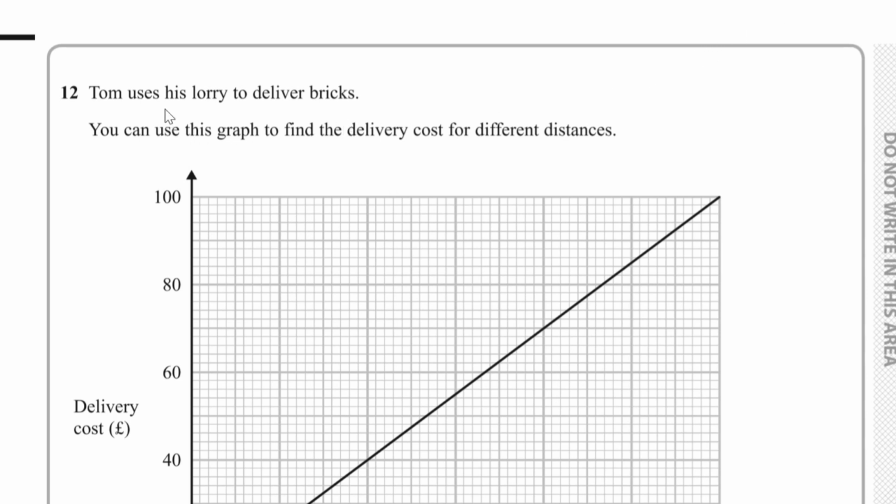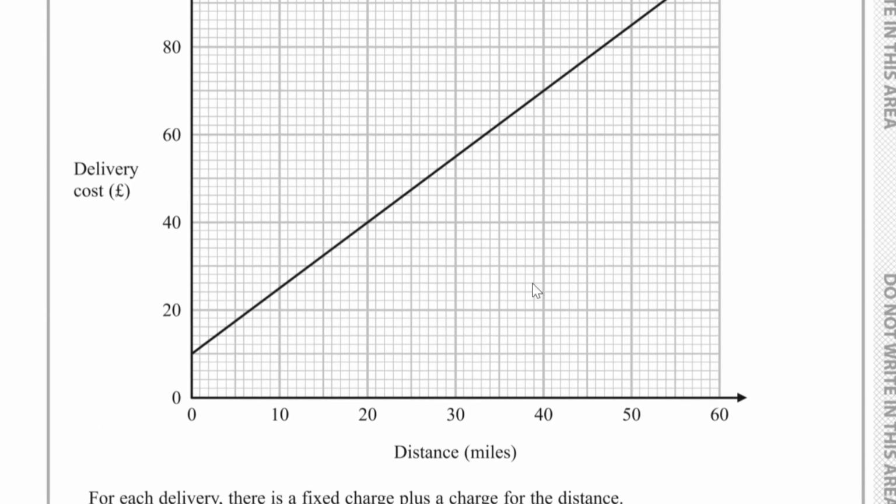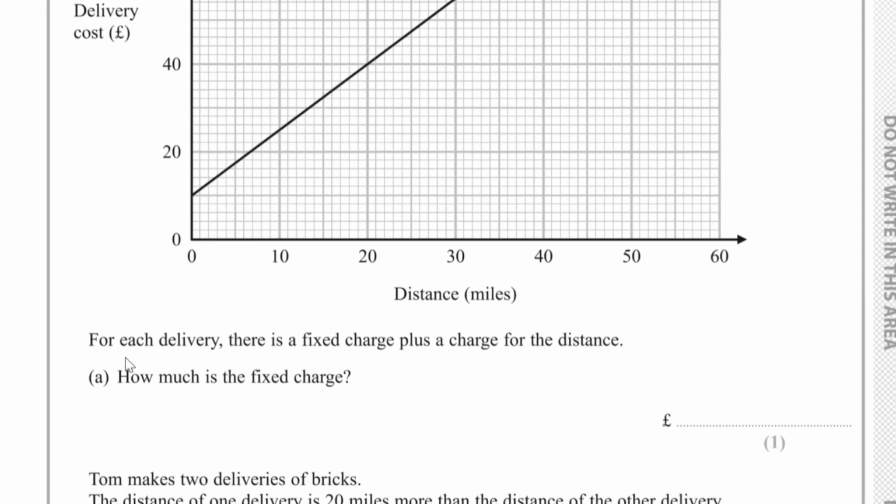Question number 12. Tom uses his lorry to deliver bricks. You can use this graph to find the delivery cost for different distances. So we've got the distance in miles and the delivery cost in pounds. For each delivery, there is a fixed charge plus a charge for the distance. How much is the fixed charge? Well, when we travel 0 for our distance, what is the cost? Well, that will be 10. So the fixed charge would equal 10.